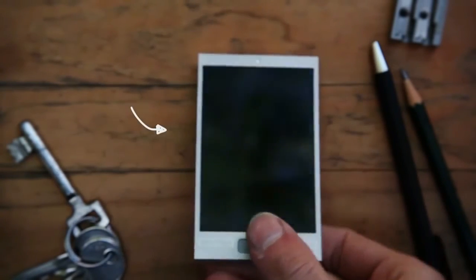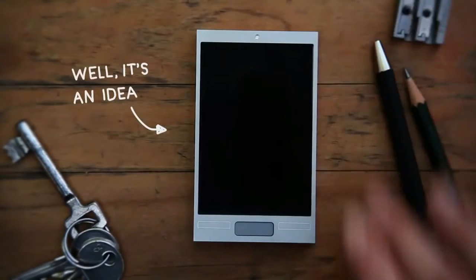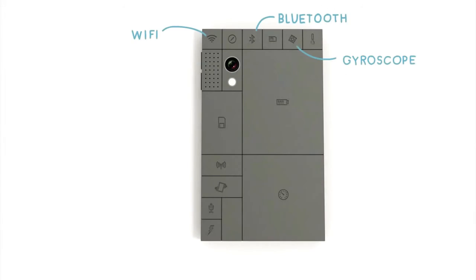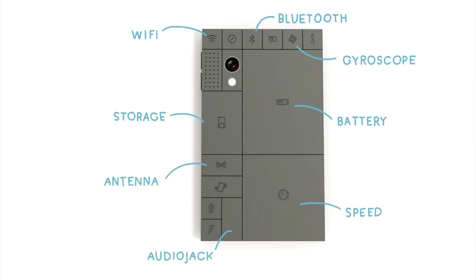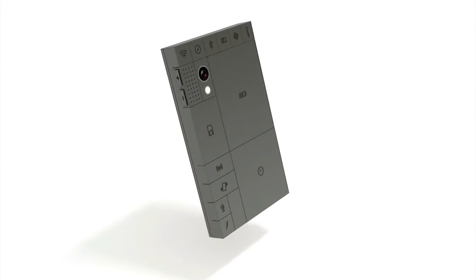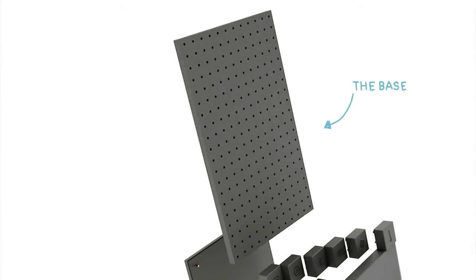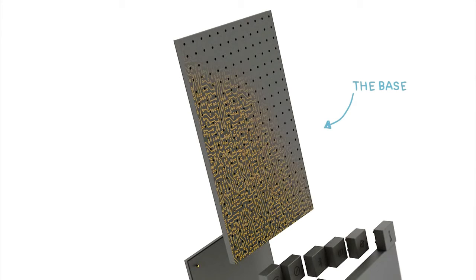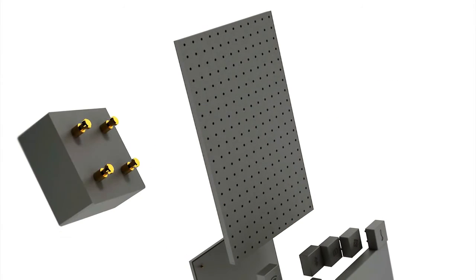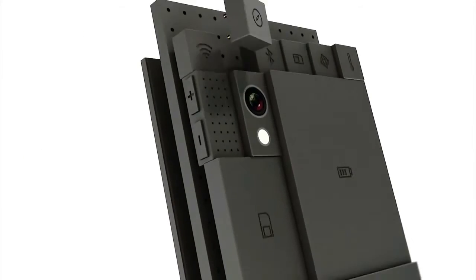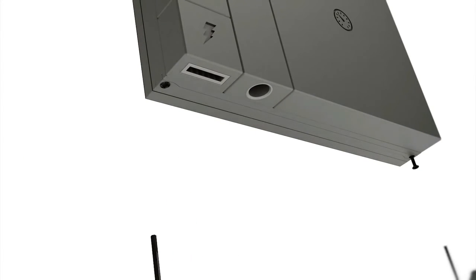So this is a new kind of phone. It's made of blocks. Detachable blocks. They are all connected to the base, and the base connects everything together. Electrical signals are transferred through the pins, and 2 small screws lock everything in place.